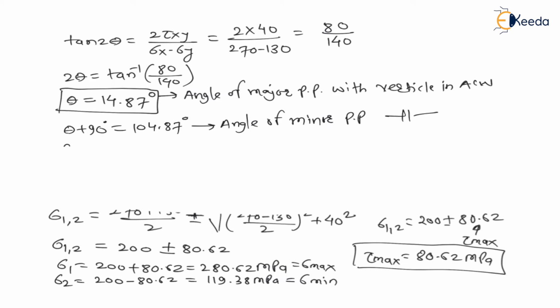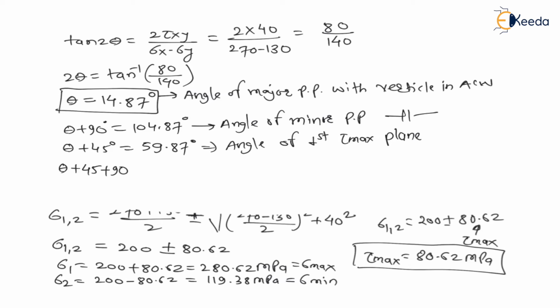Again, in this theta, if you add 45 degree, then you will get 59.87 degree, which is nothing but angle of first tau max plane. First tau max plane with vertical in anti-clockwise direction. Again, in this theta, if you add 45 plus 90, then you will get 149.87 degree, which is nothing but angle of second tau max plane. This is how we have to find angles.